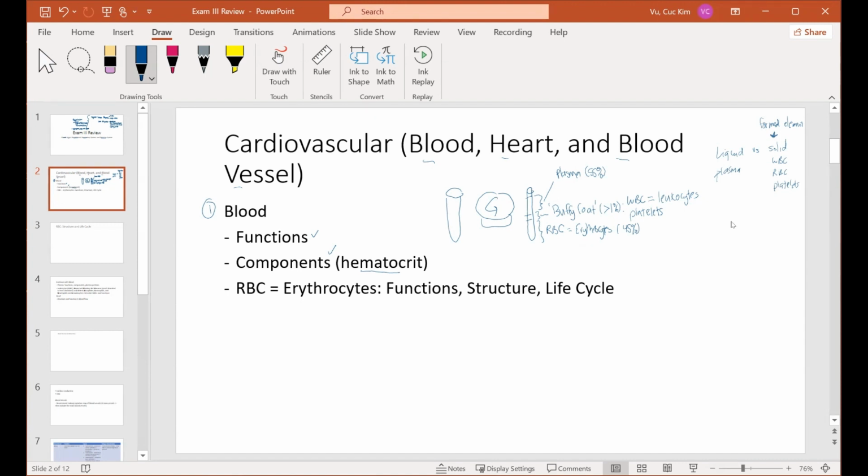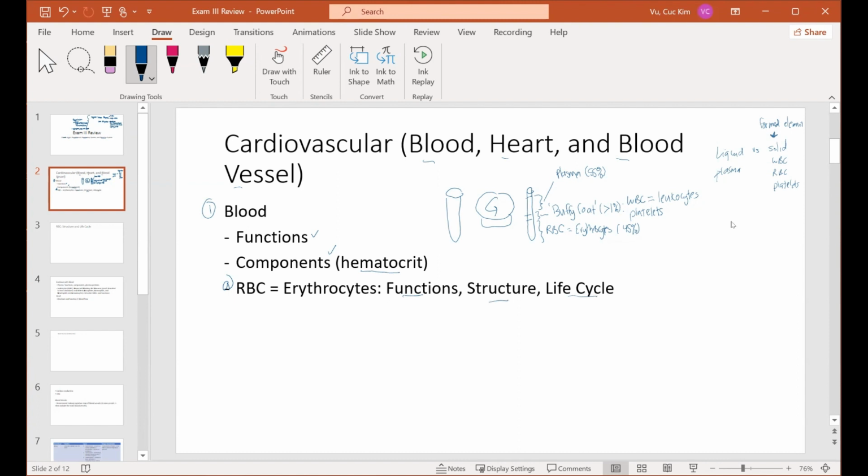Okay. So if on the test I asked you what are formed elements, you'd say red blood cells, white blood cells, and platelets. And then liquid or non-formed elements would be plasma. Okay, so those are the components of blood in general. Now, of those components, we're going to start with red blood cells. So that's going to be our kind of Roman numeral or a little letter A under 1. So red blood cells are also known as erythrocytes. Make sure you know the function, the structure, and the life cycle of a red blood cell.